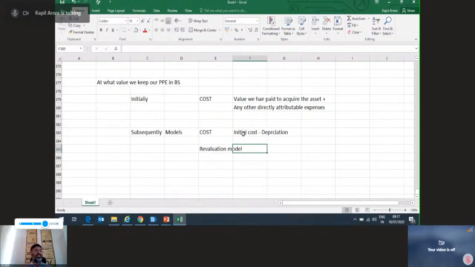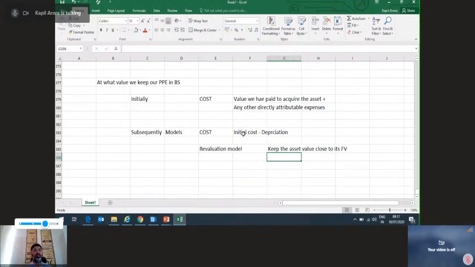This revaluation model says that keep the asset value close to its fair value. For example, let's say you bought one land in Delhi, right? You bought one land in Delhi in the 1990s. When you bought that, the price was 10 lakh rupees. But today, the value is 10 crore rupees.